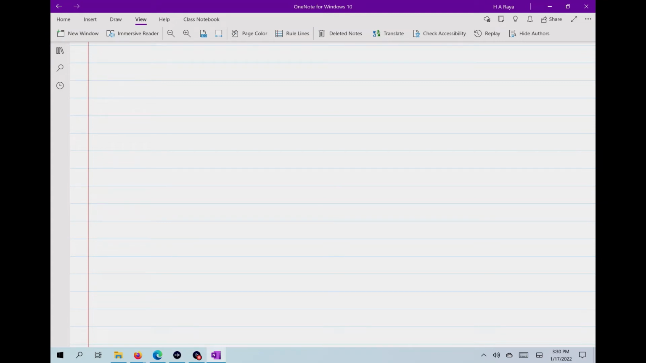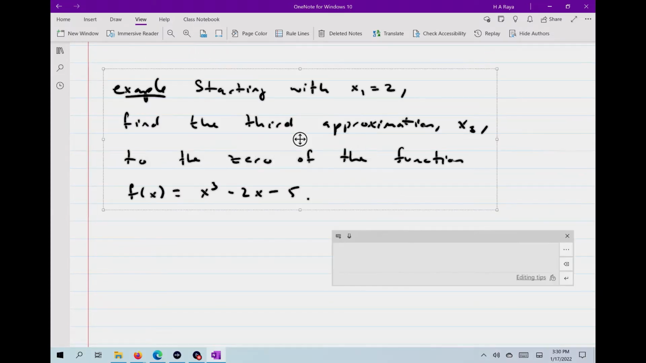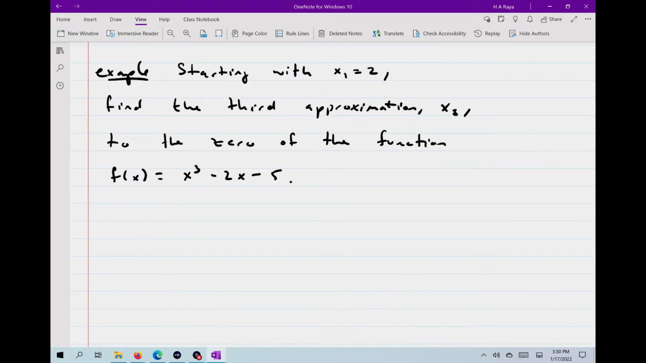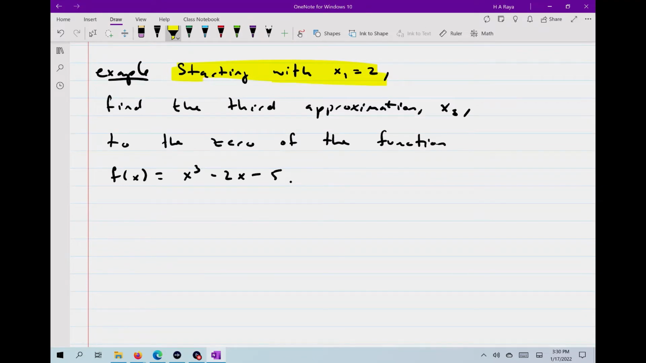Let's take a look at an example that uses Newton's method to approximate the zero of a function. Here we're asked to assume that x1 is equal to 2, to find a third approximation, x3, of the zero of the function x cubed minus 2x minus 5. Now in this case, they tell us what x1 is. They tell us to consider that x1 is equal to 2.